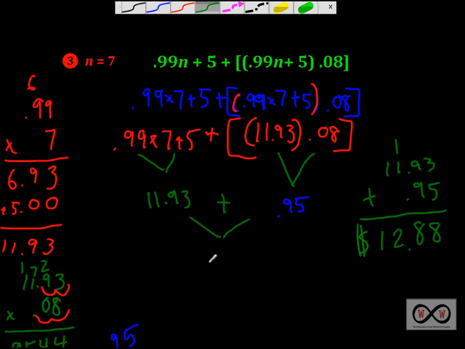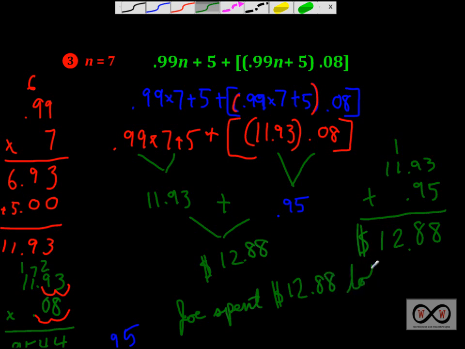All right, so we've got 12.88, and you could write in your words around that, or you could rewrite it and put it in a sentence. That would probably be a better idea. Joe spent $12.88 total. There we go. Only one more left.